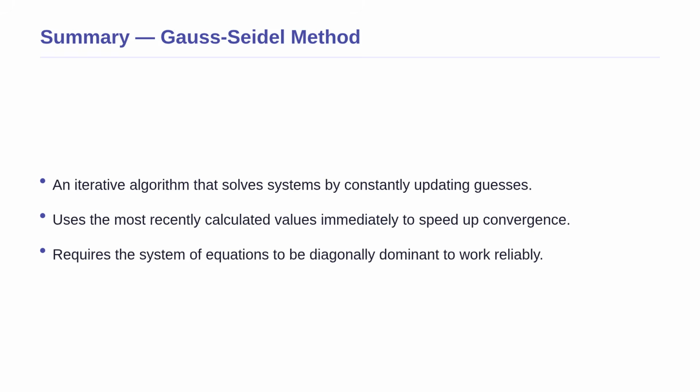Let us wrap up by reviewing the most important ideas we have covered today. First, the Gauss-Seidel method is an iterative algorithm that solves systems of linear equations by constantly updating guesses. Second, its defining feature is that it uses the most recently calculated values immediately, which drastically speeds up the journey to the correct answer. Finally, it requires the system to be diagonally dominant to work reliably. You have now covered the full topic and understand both the mathematics and the real-world power of this incredible algorithm. Great job!